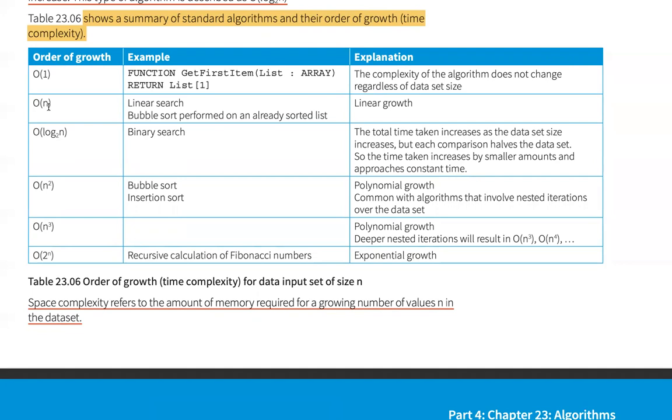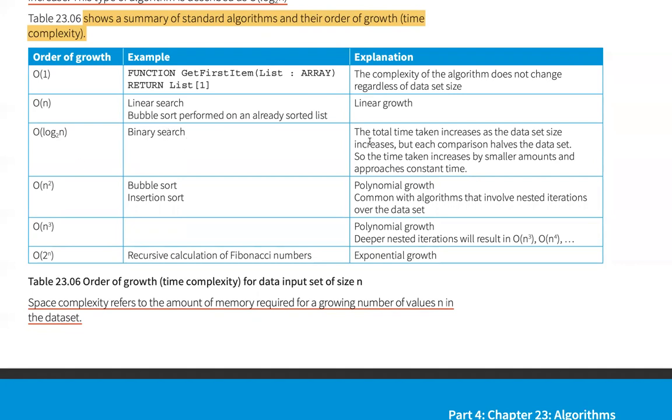So if you would plot the growth, the time requirement versus the size of the array for the linear search, it would be a diagonal line. It would be a standard diagonal line showing a linear growth pattern.